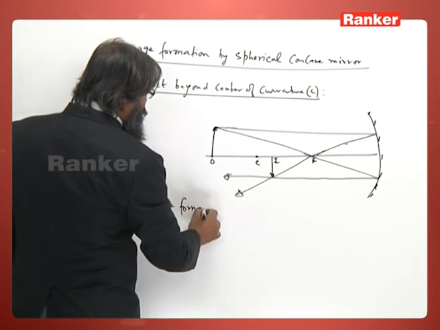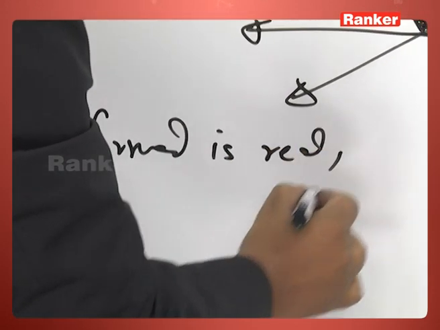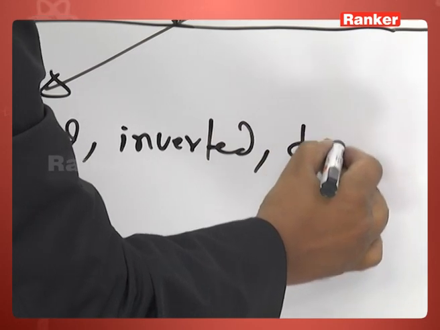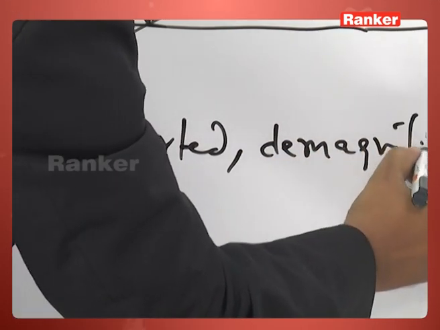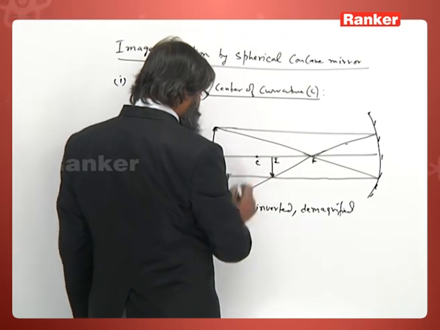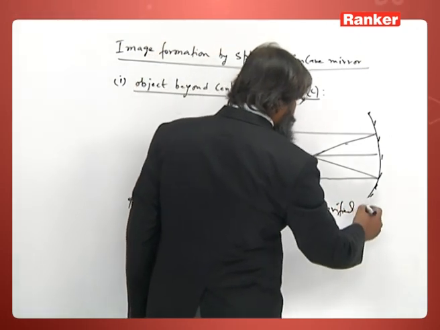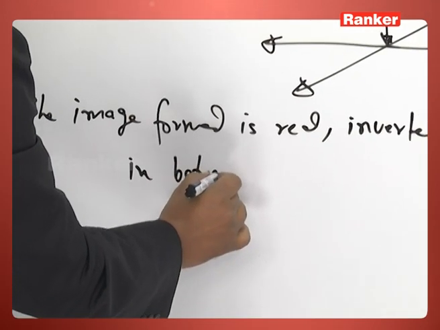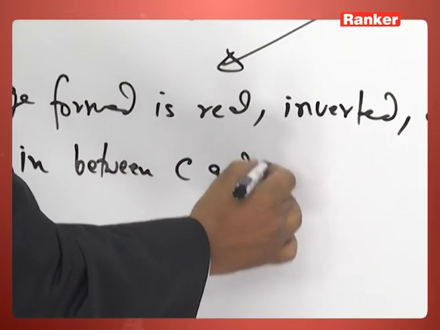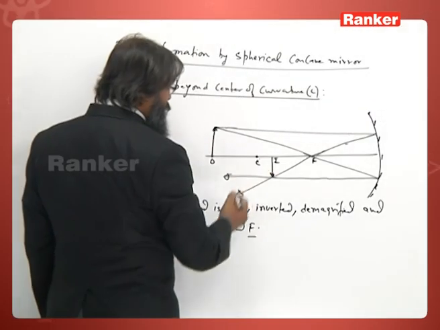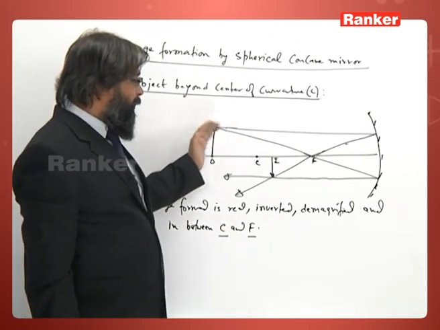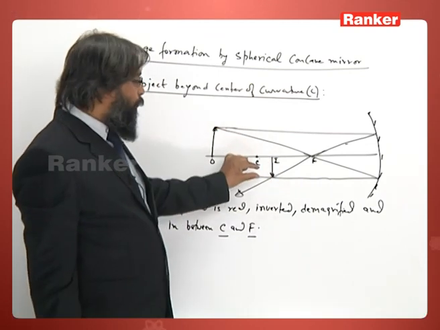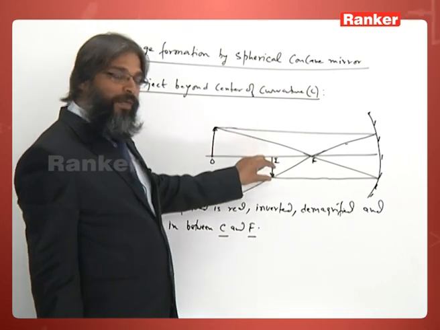The image formed is real, inverted, demagnified, and in between C and F, the center of curvature and the focus. So if the object is beyond C, the image is formed between C and F, that is a small image, demagnified, diminished image that will be inverted.